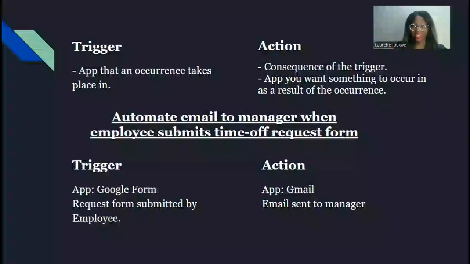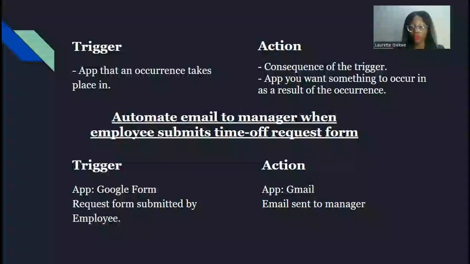Now, what is that thing that you want to occur somewhere else as a result of something, as the action? That is to say, the action is the consequence of the trigger. If this form is filled, what do I want to happen as a result of that form being filled? That's your action. The app you want something to occur in as a result of the occurrence.